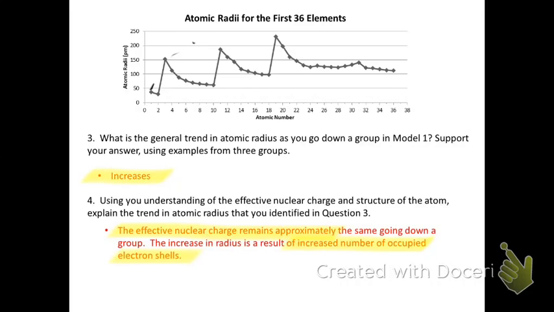In the first group, when you get to hydrogen, you only have one shell. When you get to lithium, you have 2 shells. When you get to sodium, you have 3 shells, and then potassium, 4 shells, rubidium, 5 shells, cesium, 6 shells, and finally francium, 7 shells. So we're just adding more shells, and so the valence electrons are getting further from the nucleus, and therefore you see an increase in the size of the atom.